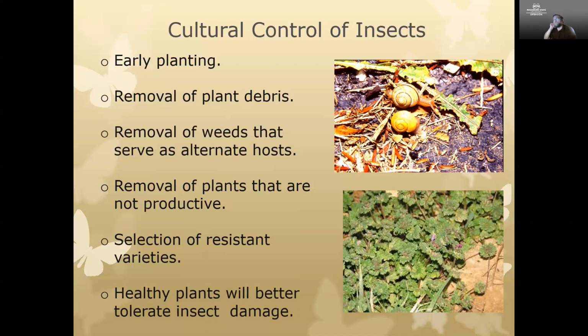Also, I encourage people to use resistant varieties. Normally when we talk about resistant varieties, we think about plant diseases, but there are some varieties of vegetable plants that are going to be resistant to particular pests. Especially if you have a history of a problem with a particular pest, looking out for that resistance is a really good idea. I also encourage you to make sure your plants are really healthy, watered evenly, and properly fertilized, because healthy plants are going to be better able to tolerate that insect damage.